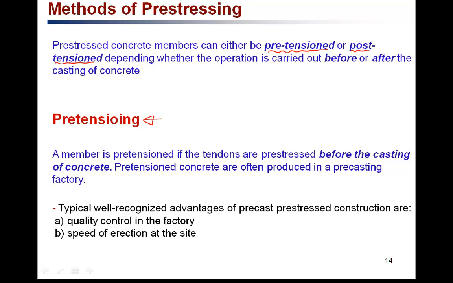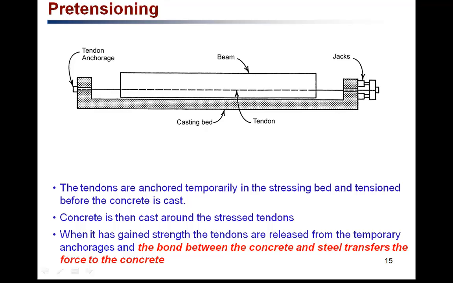The typical advantage is that these are mostly done in the precast factory. That means there is good quality control, and also once the pretensioned structures gain proper strength, they are transferred to the site, and they can be erected very fast. So the speed of erection for pretensioning is much faster than the other one. This is how pretensioning is done in the factory. They usually have this casting bed where the pretensioning wire is placed and the concrete is cast.